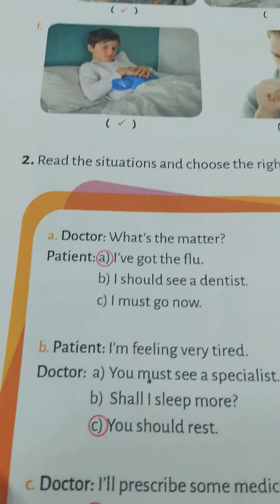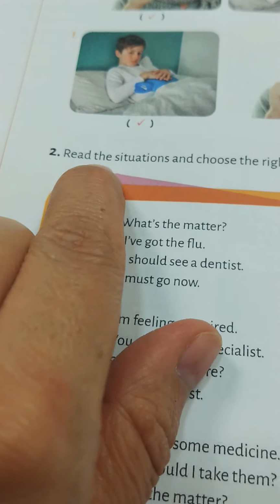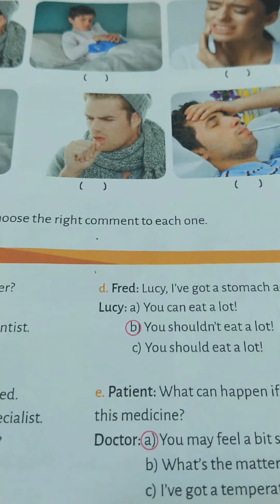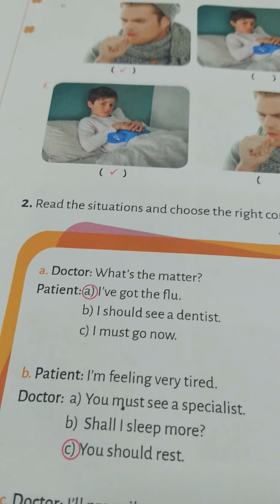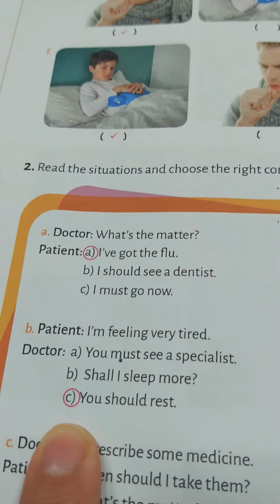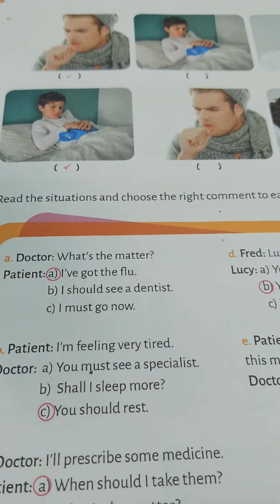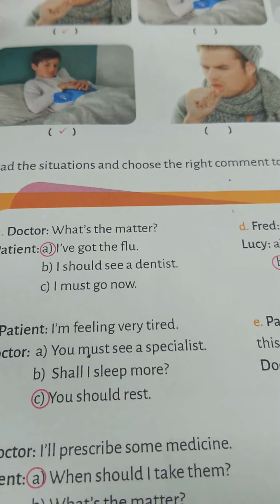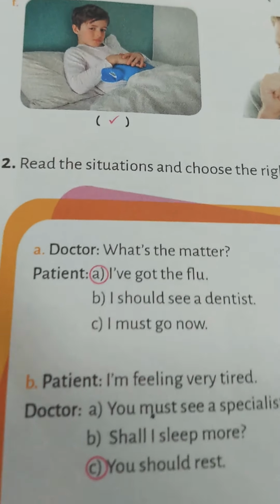All right. The last exercise is exercise number 2. You had to read the situations and choose the right comment. Então, para cada situação, há um comentário, um conselho, all right? Here we are using the should and may and must words, que são palavras que indicam possibility or something that you need to do, all right? Recommendations, okay? So let us see.